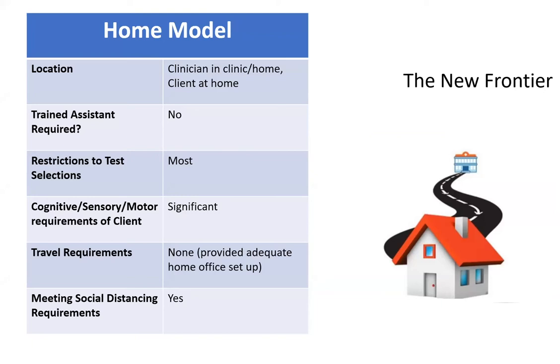The last model I'll talk about is the home model. This is the model where there might be both the clinician and the client at home, or the clinician in a clinic. Lots of different options there. But generally, the idea is that the client stays within their own home. And obviously, that meets social distancing requirements. You don't need a trained assistant. But this is the model that has probably the most restrictions in terms of what tests you can provide.